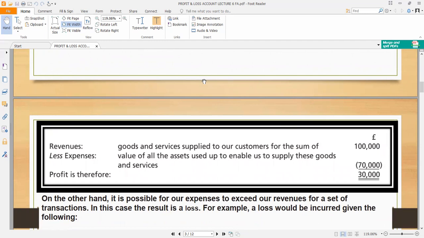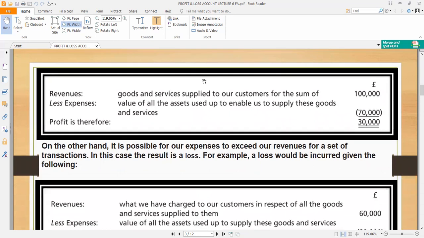Are you able to see the brackets? Remember, we indicated that every value in brackets is a minus. So our total now comes to 30,000 pounds. That is our profit. Now on the other hand, it is possible for our expenses to exceed our revenues for a set of transactions. In this case, the result is a loss.